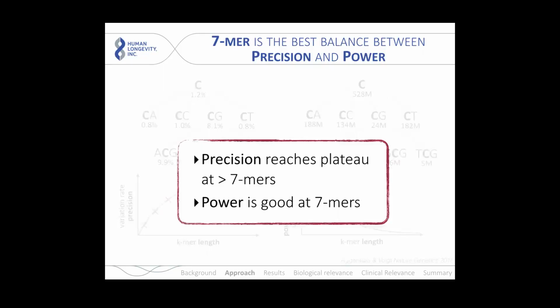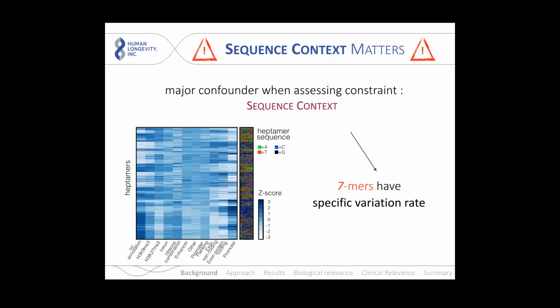So overall, after heptamers, with longer k-mers, we tend to reach a plateau for the precision. We don't gain much additional information, while with heptamers, we still have sufficient power to compute those variation rates. So that's why we chose heptamers. All right, so if we come back to the previous slides, now I can show you how much the variation rate varies across the heptamers.